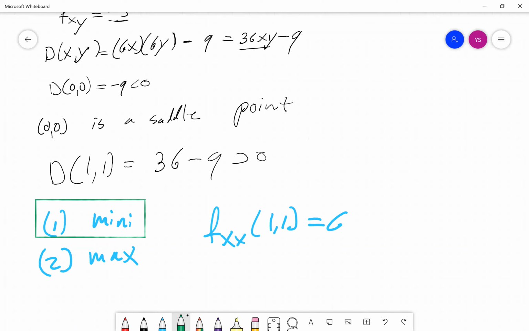Any questions about this? Yeah. What if the partial with respect to x twice is 0? Then you cannot figure out the information. Any other questions? Okay. So let's do another problem.